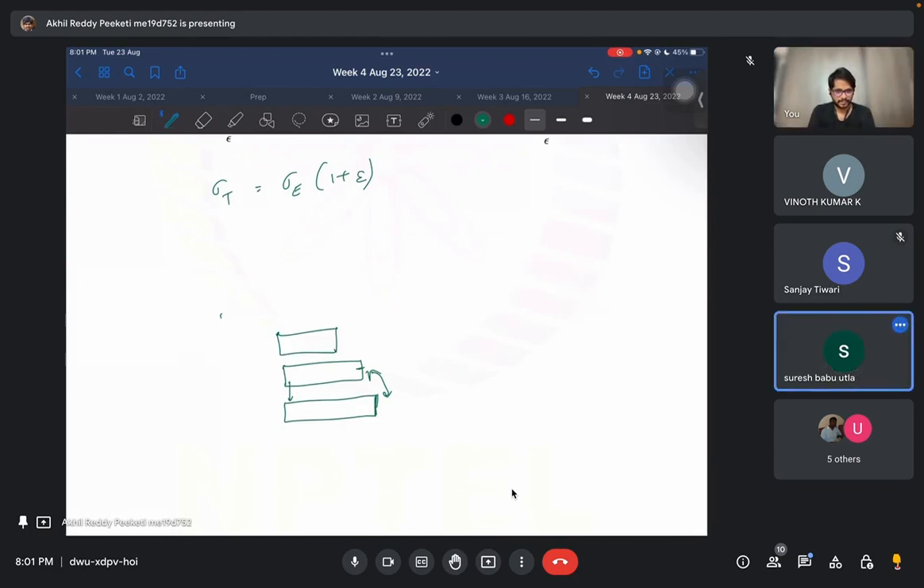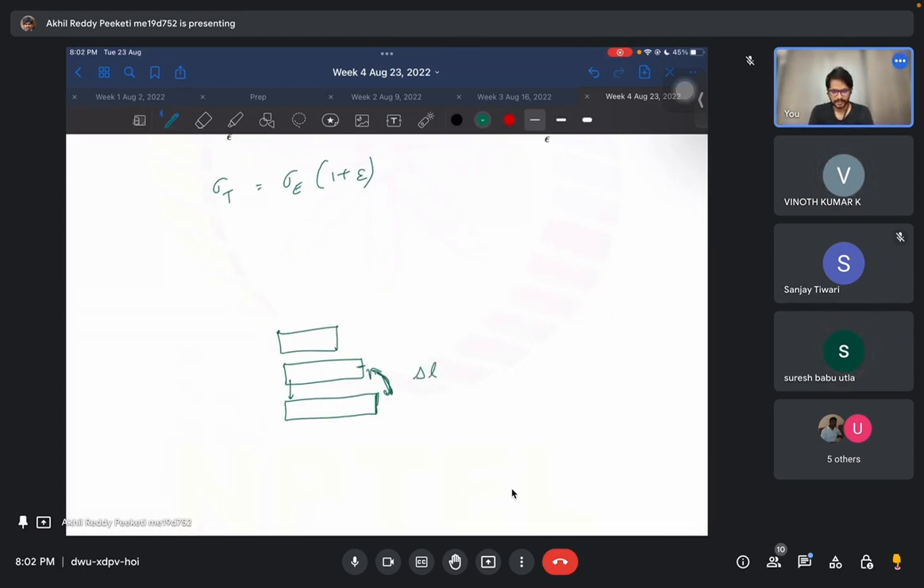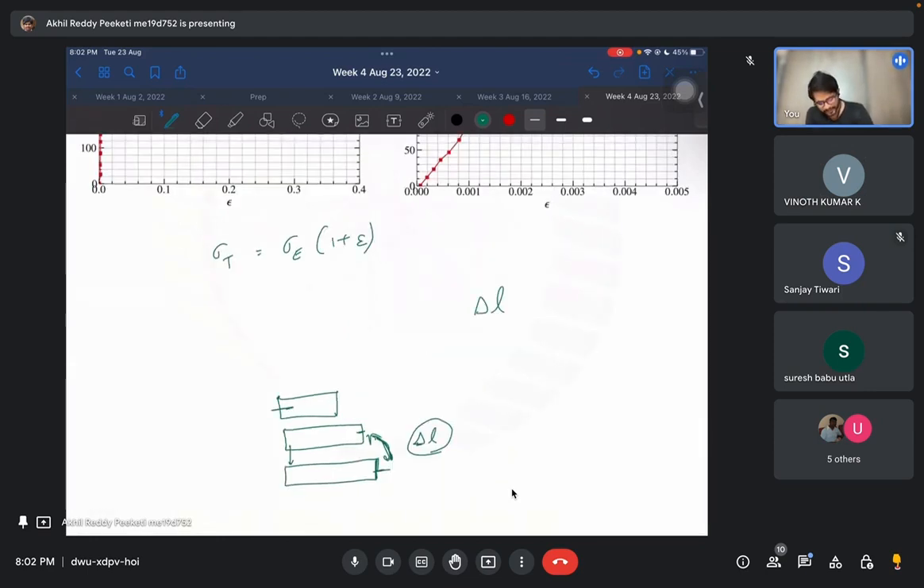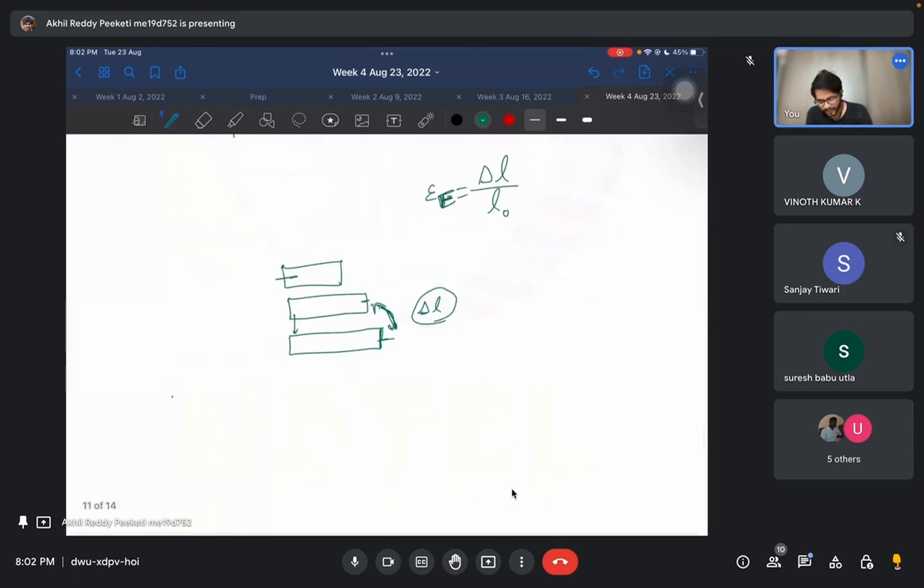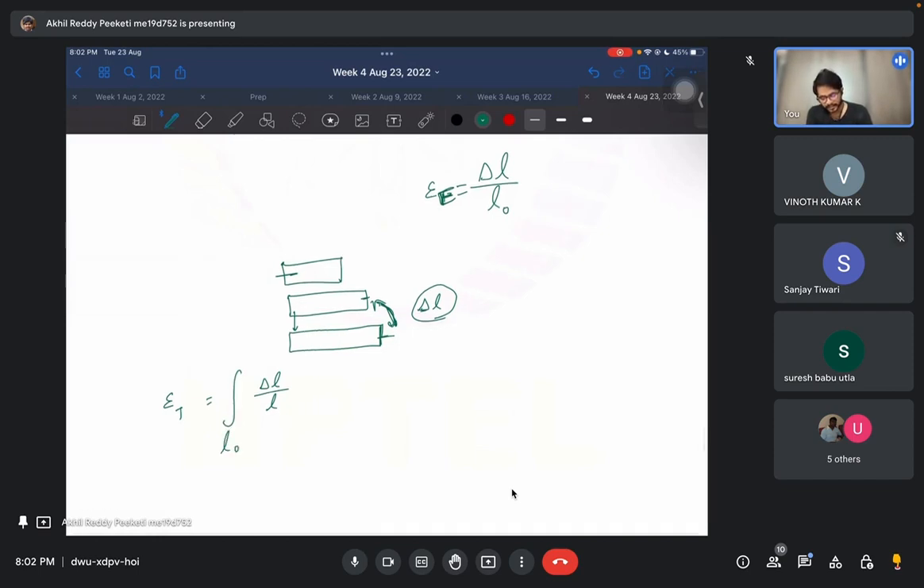So this small change in length is delta L. But when you say engineering strain, you actually talk from the initial length to this length. You don't worry about the in-between parts. But if you are worrying about the in-between parts also, for engineering strain, you write delta L by L naught, change in length by initial length. But in true strain, you need to see the small change in length by the length at that instance. And this has been happening from the initial length to whatever length you are looking at.